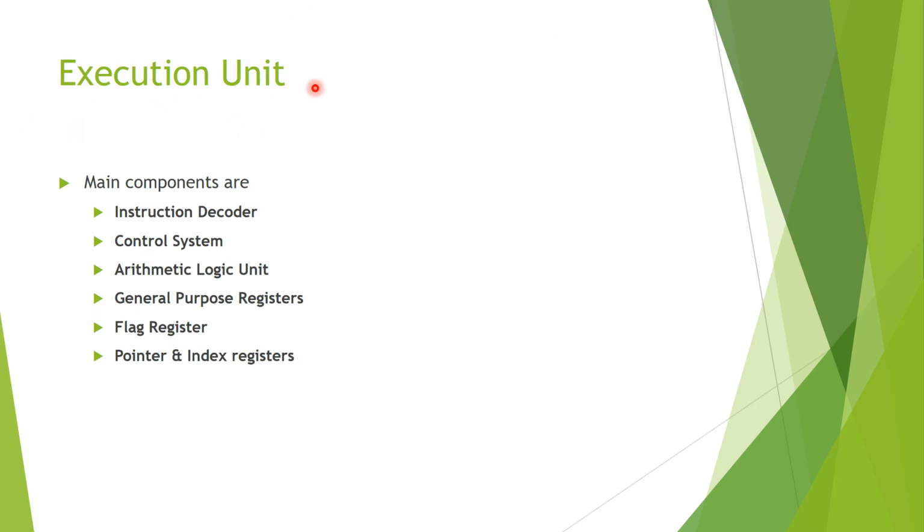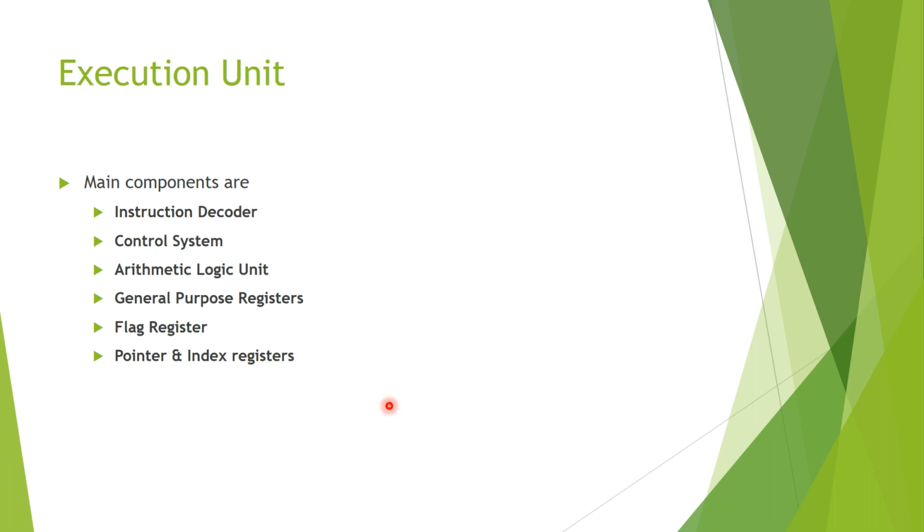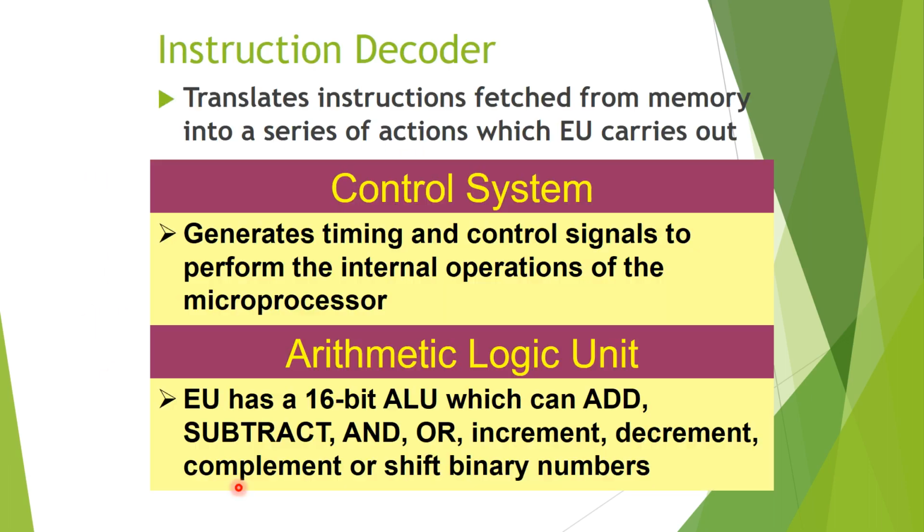Now this execution unit has as its main components the instruction decoder, control system, arithmetic and logical unit, general purpose registers, flag register, and the pointer and index registers, except IP. Because the IP is part of the BIU, and except IP, all the index and pointer registers are part of the EU. So they are the main components of the execution unit. So we take them one by one.